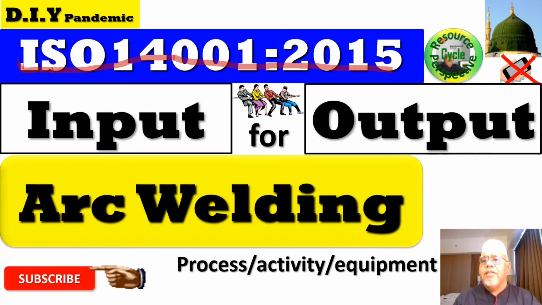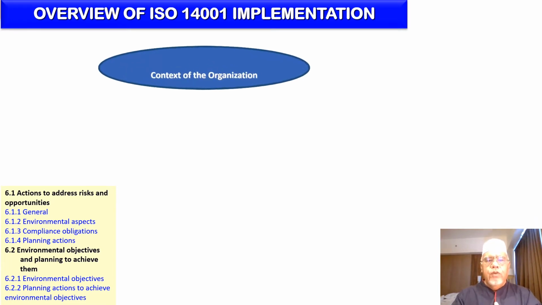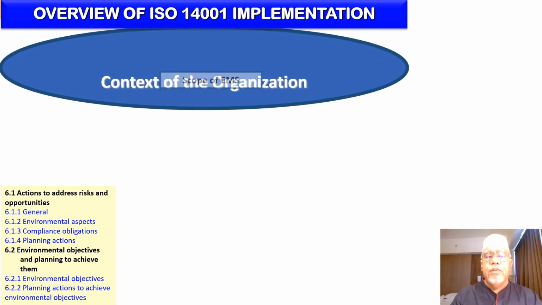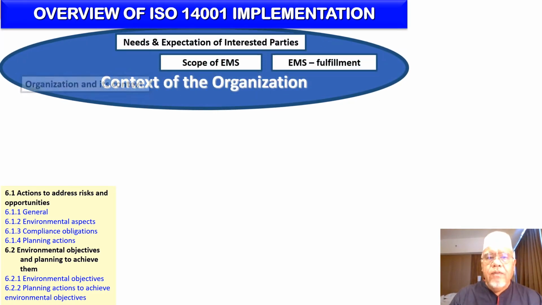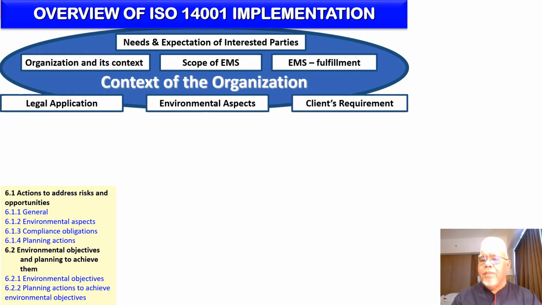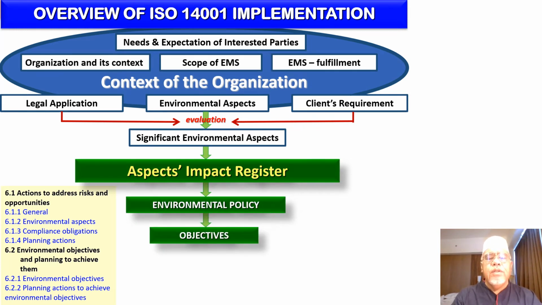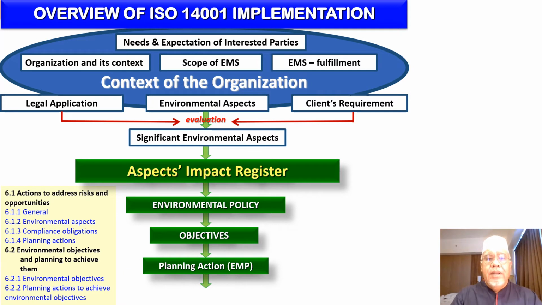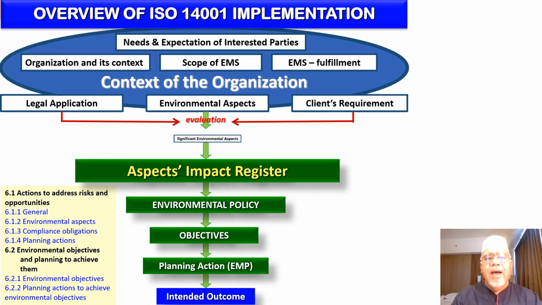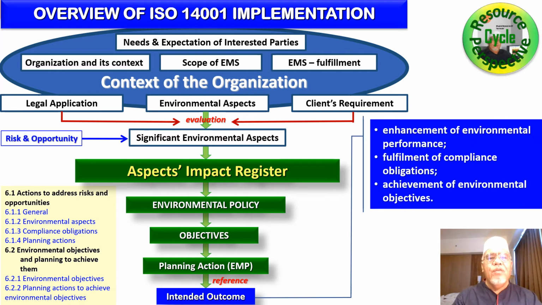Okay, let's get into the chronology of the implementation of ISO 14001. As you can see, this is the context of the organization, the scope of the EMS, the organization's context, EMS fulfillment, and the needs and expectations of interested parties. Who are they? These are the administration part of the ISO 14001. Input-output analysis, whereby we identify a process, a methodology which is used in the identification of environmental aspects, is over here. There you are.